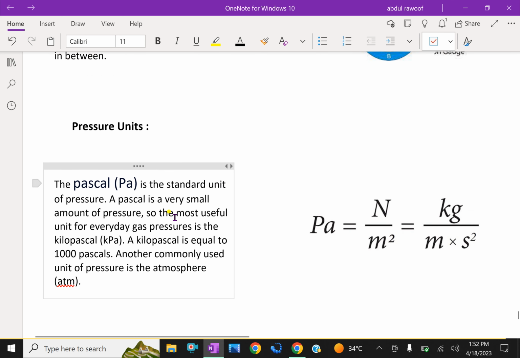A Pascal is a very small amount of pressure, so the most useful unit for everyday gas pressure is the kilopascal, because the Pascal is a smaller unit, so we normally use the kilopascal, kPa. The kilopascal is equal to 1000 pascals. Another commonly used unit of pressure is the atmospheric pressure, atm.